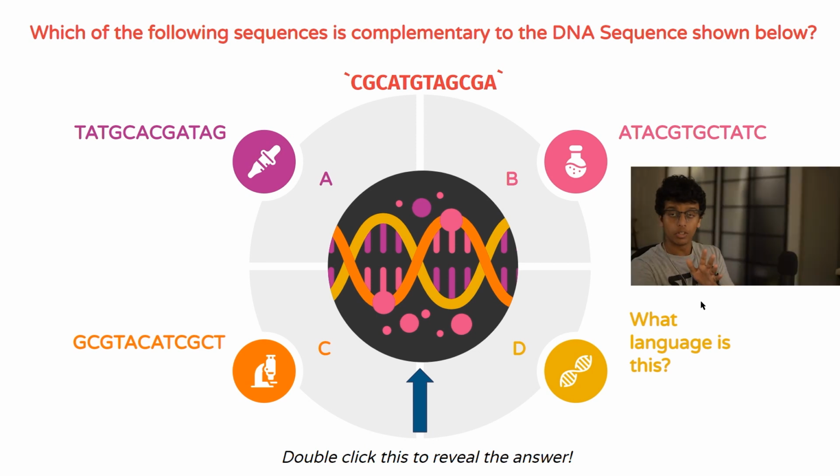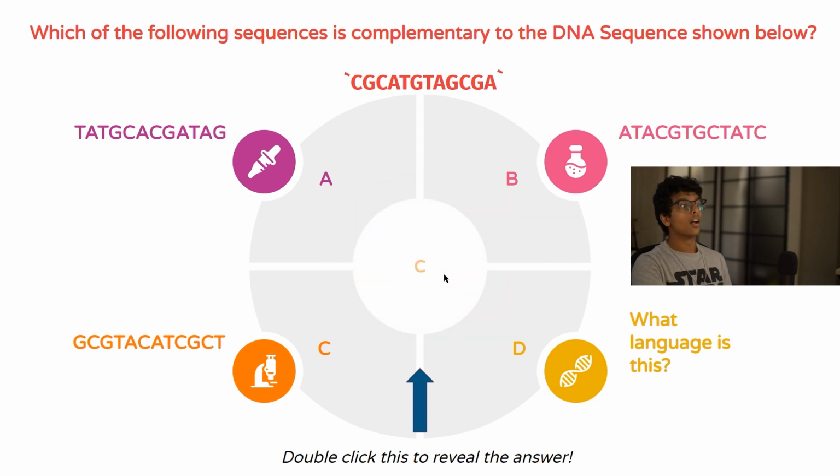Alright, hopefully you have your answer locked in, A, B, C, D. It's just a single answer right now. So, which of the following sequences is complementary to the DNA sequence shown below? C, G, A, C, G, C, A, T, G, T, A, G, C, G, A. That's kind of hard to say. Hopefully you remembered what cytosine goes with, what guanine goes with, adenine, and then thymine and all that stuff. And if you did, then you will know that it is, in fact, C.